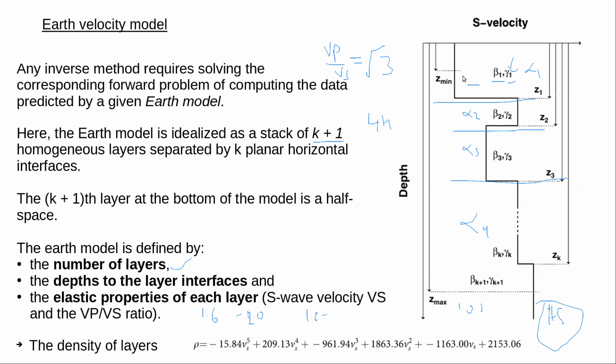But the point is, with each layer we give some model parameters, some parameterization, and it depends on the software you use. Some software will ask you to give the VP-VS ratio and then only ask for the S velocity, or will ask for the P velocity. If you give a VP-VS ratio and I give the S value of the layer, then I can compute the VP associated with the layer, because I just use this relationship.